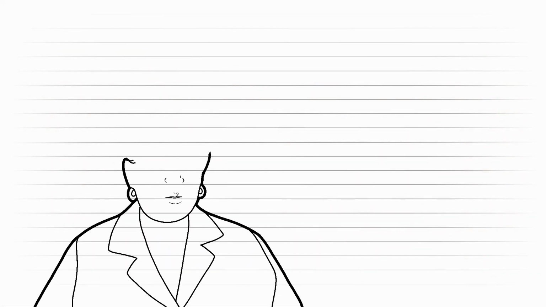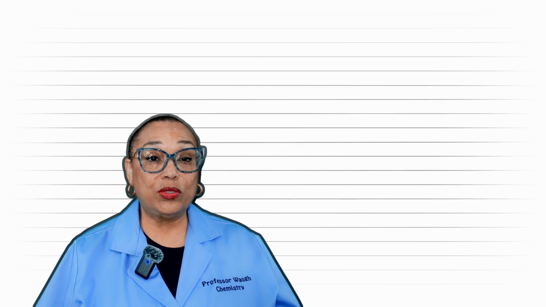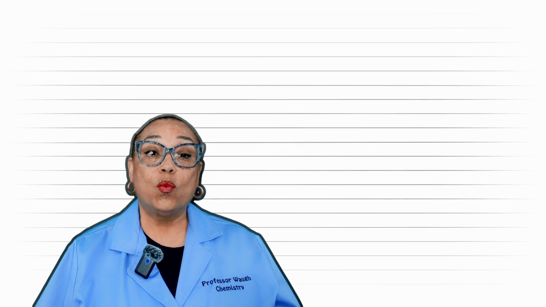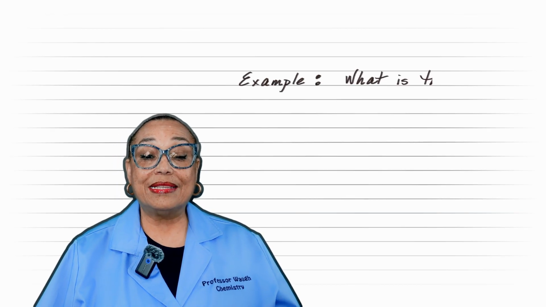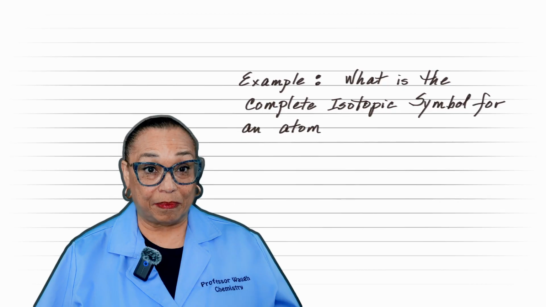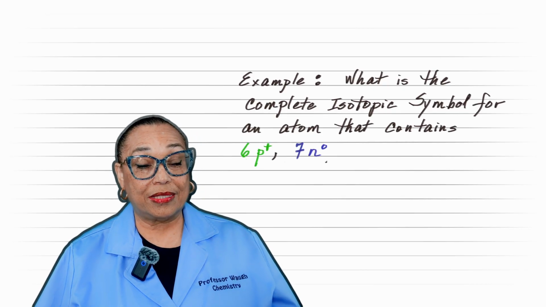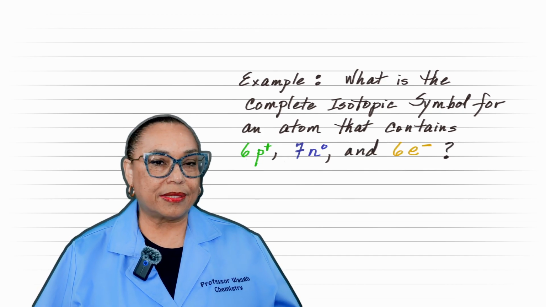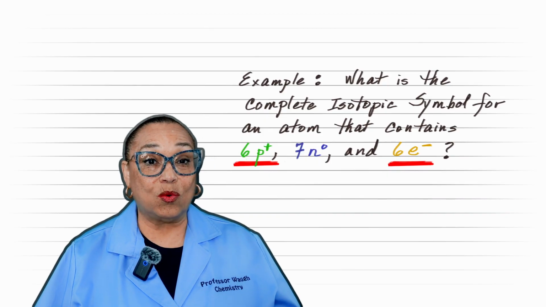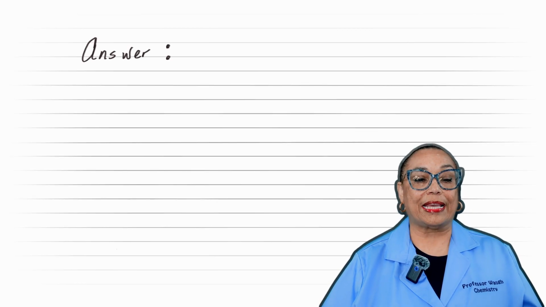Now, let's do some examples about how to calculate the number of protons, neutrons, and electrons with isotopic symbols. For example, what is the isotopic symbol of an atom that contains 6 protons, 7 neutrons, and 6 electrons? Now, we know it's an atom because the number of protons is equal to the number of electrons. So the answer for you is easy because you're smart like that.